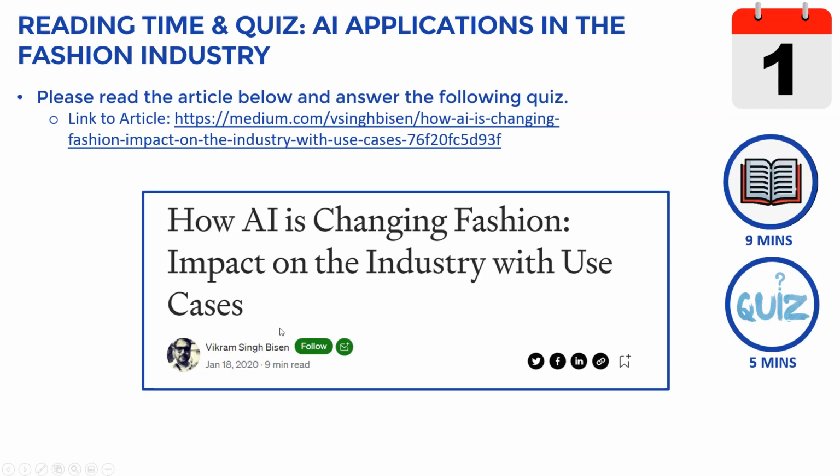Okay, so now it's time for our reading time and for our quiz as well. Today's topic is on AI applications in the fashion industry. I've included a link here to an article by Vikram Singh Bisen, I hope I pronounced it right. It's a great article on how AI is changing fashion and the impact on the industry, with use cases. So please go ahead and give it a shot. The article should take around 9 minutes. Afterwards, I'm going to provide you guys with an approximately 5-minute quiz.